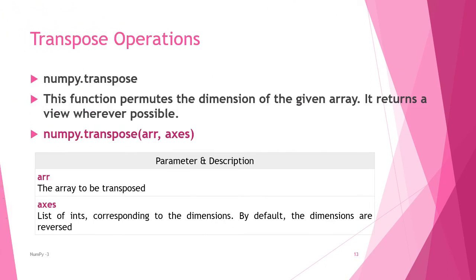We will see a few other array operations. Initially, we will see how we can perform the transpose operation. For that, NumPy supports a function called numpy.transpose. The parameters are arr and axes. arr is the array to be transposed. Axes is a list of ints corresponding to the dimensions. By default, the dimensions are reversed. That is, if it is a 2 by 4 matrix, the result will be 4 by 2.